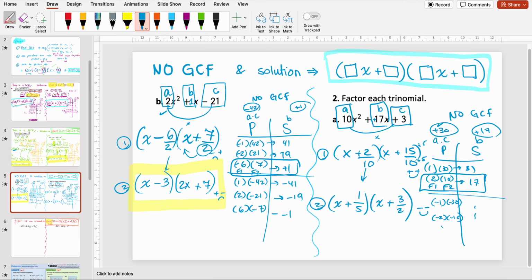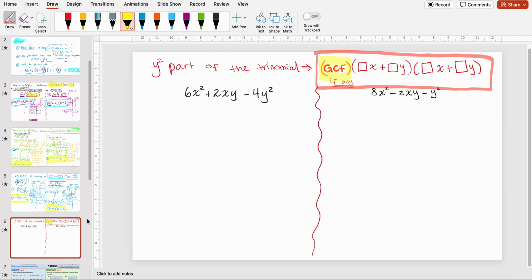Then, am I done? No, you still have to rewrite these two fractions. Take the denominator before x. So it's going to be 5x plus 1, first factor, 2x plus 3, second factor. I don't accept incomplete work. You have to make sure that your work is completely done. Okay. Now what do we do? The last idea is, what if we have a y?